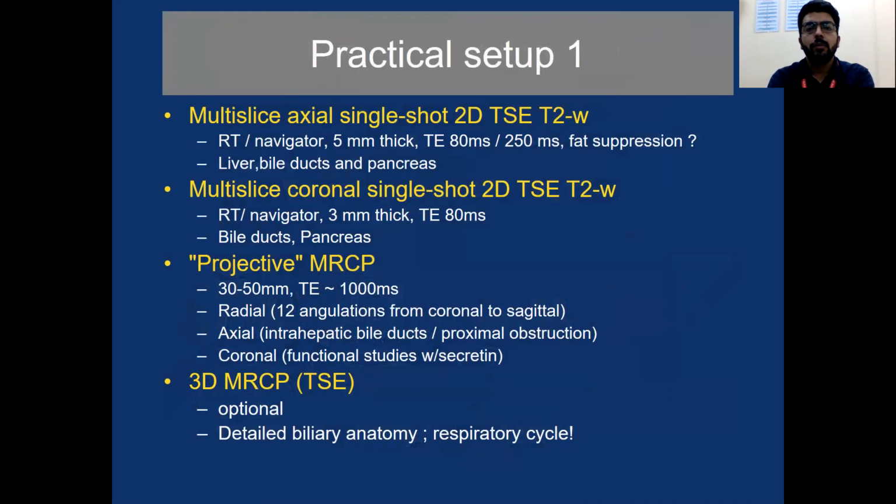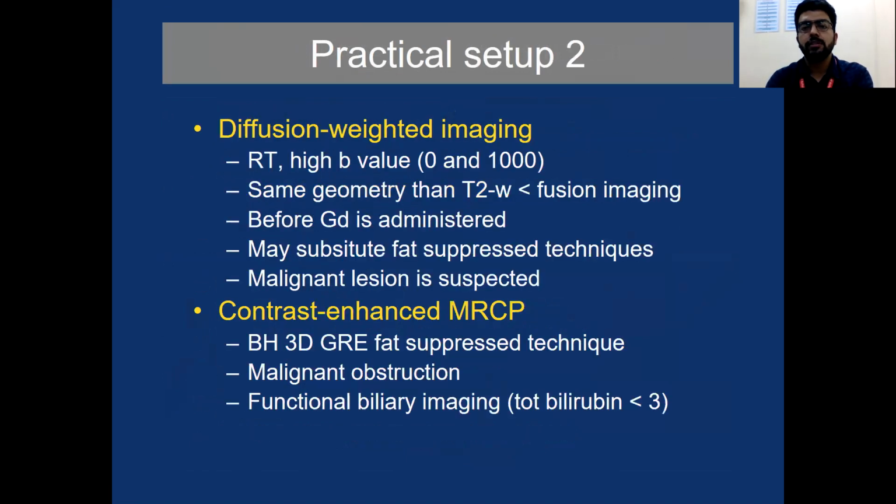The practical setup: multi-slice axial single shot 2D T2 weighted image with RT navigator, 5 mm thick, TE 80 ms, 250 ms, fat suppression, liver, bile duct, and pancreas. Multi-slice coronal single shot 2D, RT navigator, 3 mm thick, TE 80 ms, bile duct and pancreas. Projective MRCP, where we have 30 to 50 mm, TR is 1000 ms. Radial, axial, and coronal is used. 3D MRCP is optional, and detailed biliary anatomy is there. And in case of respiratory cycle.